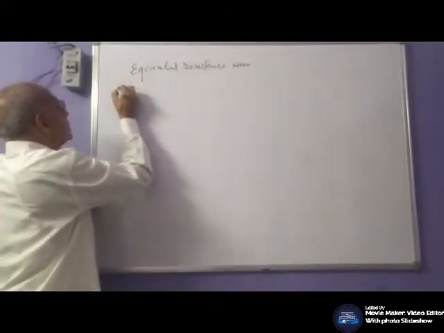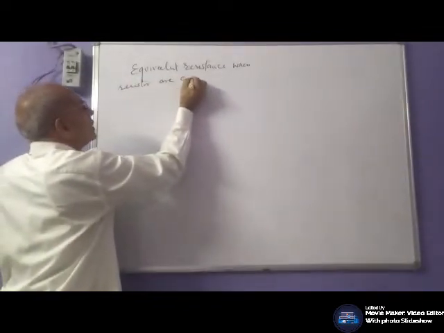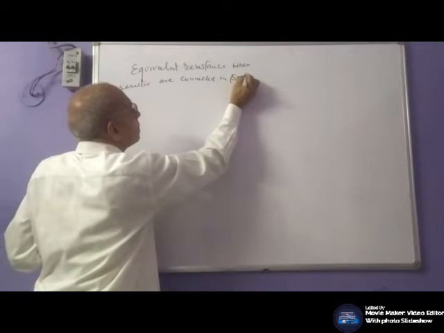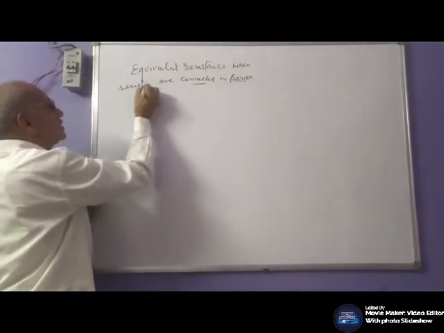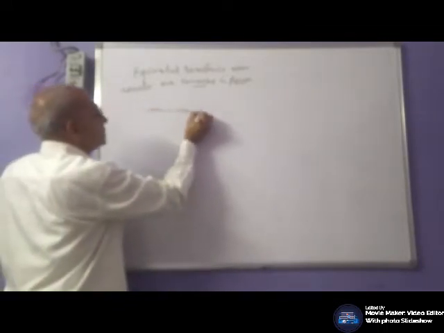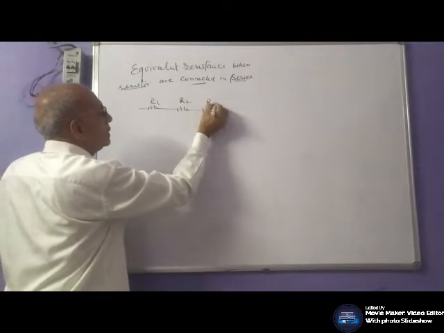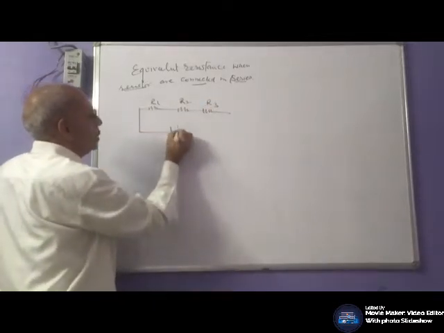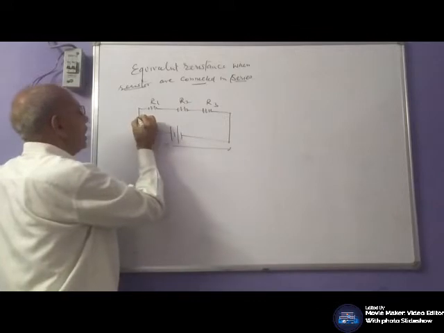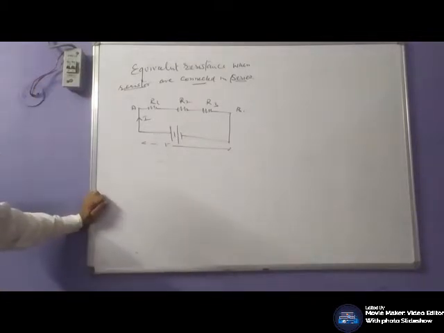When resistors are connected in series, or resistors are in series combination. For the sake of simplicity, let three resistors having resistance R1, R2, R3 be joined as shown. Then I is the current flowing. These are resistors in series.